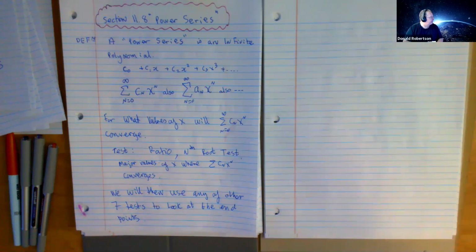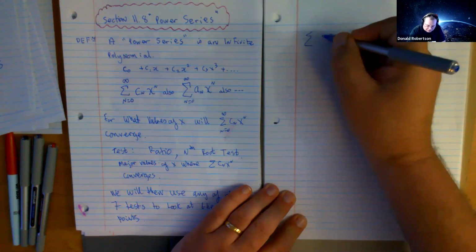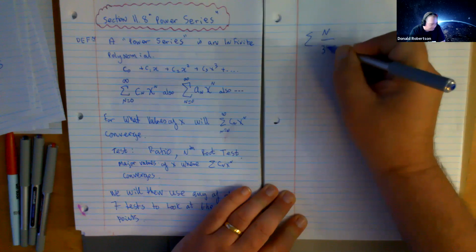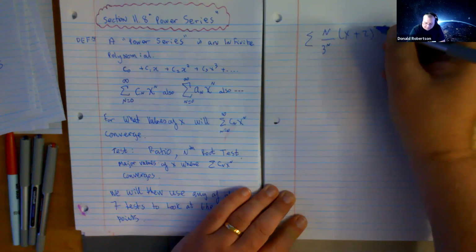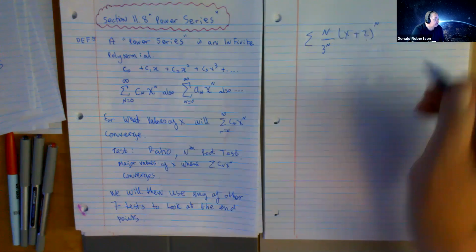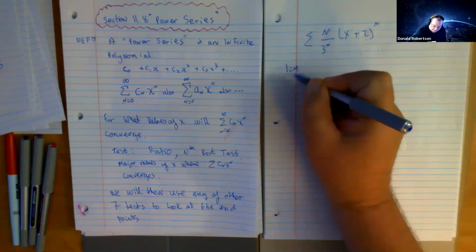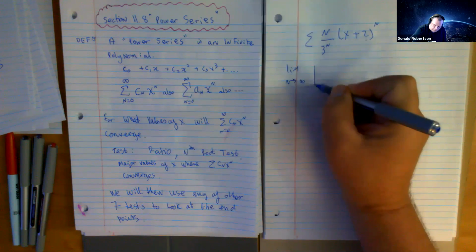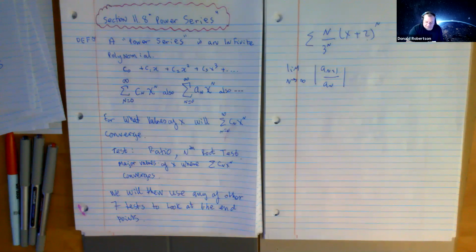Okay, let's do one that is centered at another number. I've lost track of which example, so I'm not going to write the number now. Let's do a sigma of n over 3 to the power of n with an (x plus 2) to the power of n. So this guy is a power series centered at x equals -2, right? Going to do the ratio test on it to find the values of x where that converges.